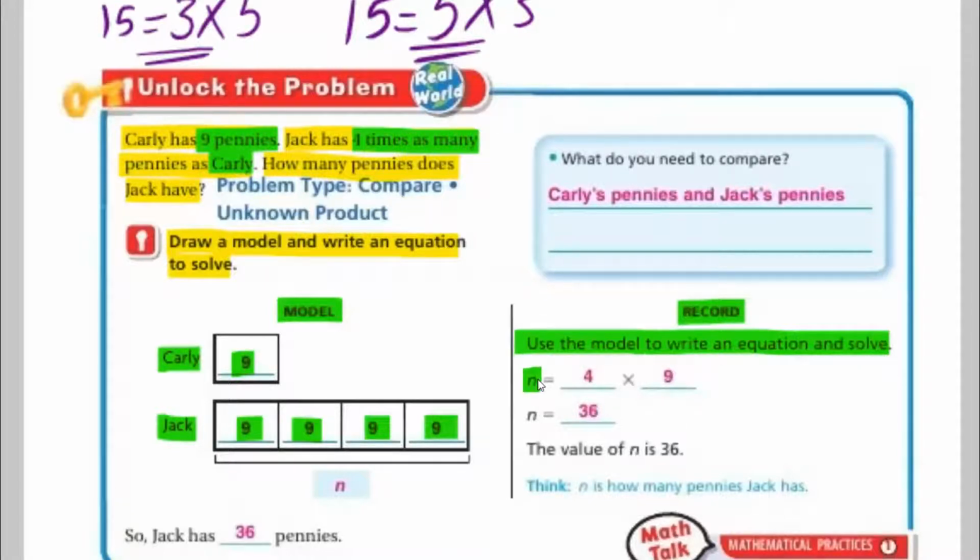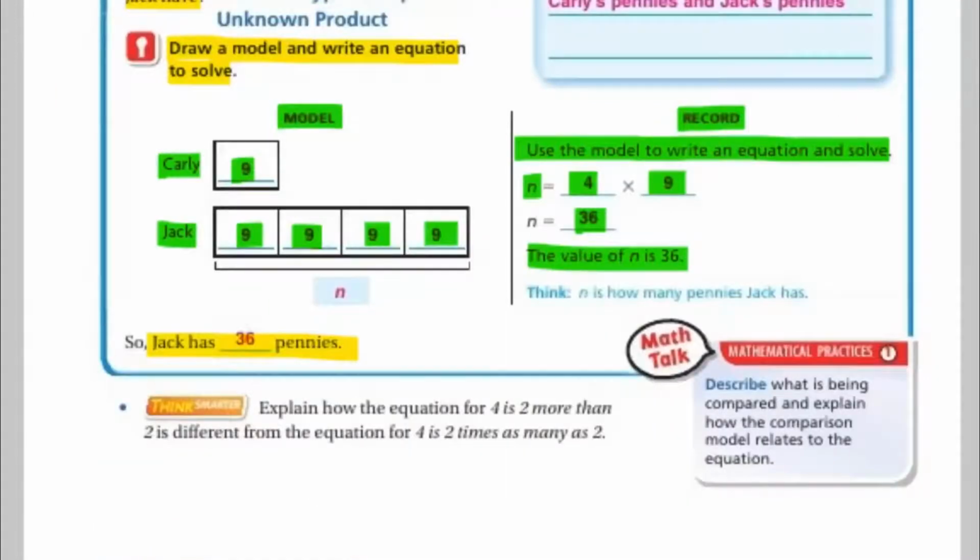We have here n for the number of pennies with Jack equals 4 multiplied by 9 because 9 repeated 4 times as we see here in our model. So 4 multiplied by 9 equals what? It's very easy, right? It will be 36 as we studied before in grade 3 and grade 2. So the value of n here equals 36. So we can say here Jack had 36 pennies. Okay guys, let's move to the next page.